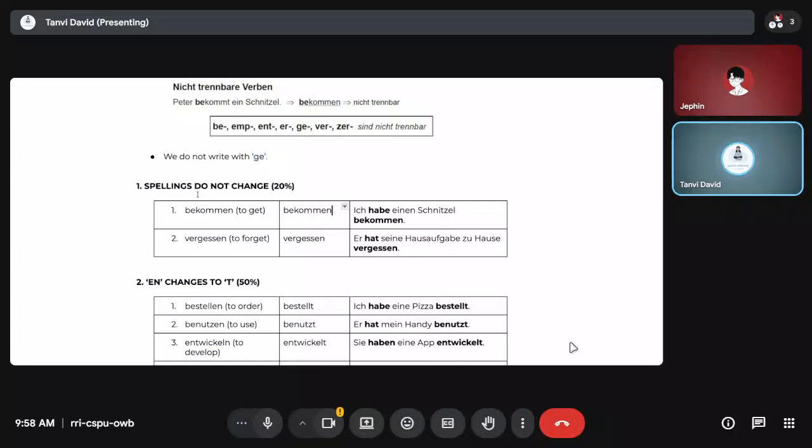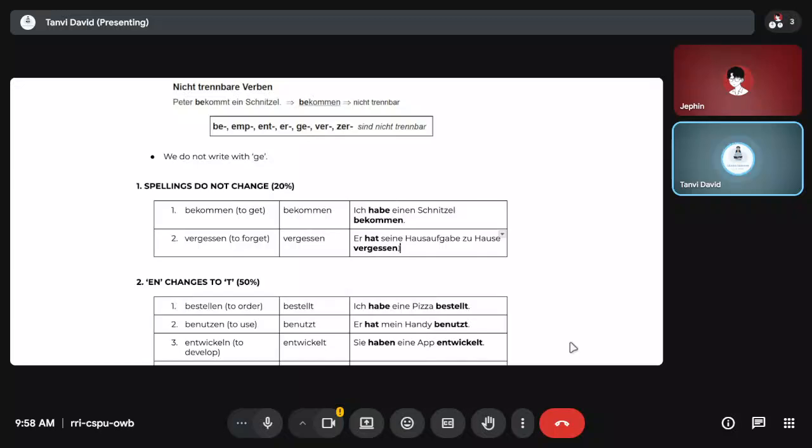Secondly, here we have the first category, which says that spellings do not change at all. So the spelling will literally be the same. Bekommen will be bekommen. Vergessen will be vergessen. It's not going to change. So what are we saying here? Ich habe einen Schnitzel bekommen. Er hat seine Hausaufgabe zu Hause vergessen.